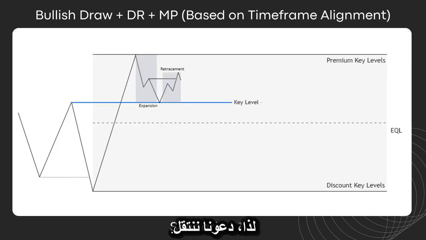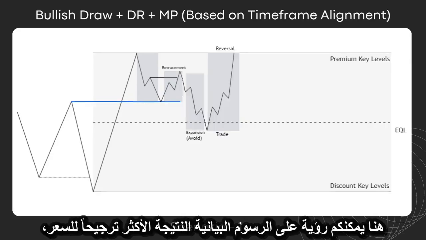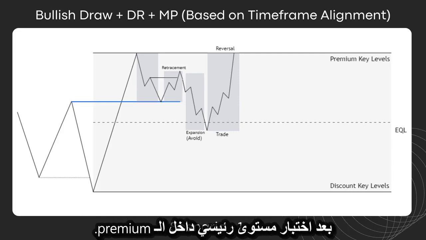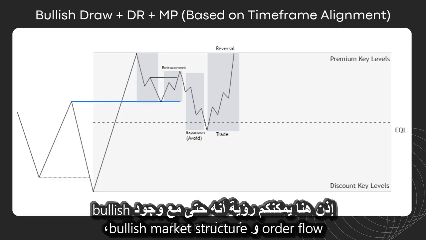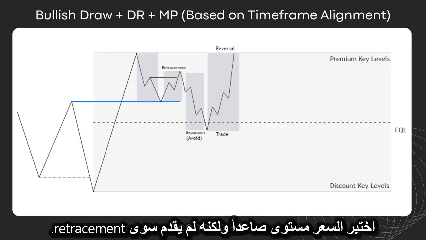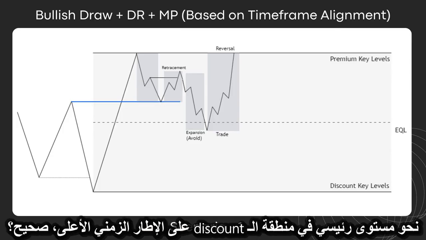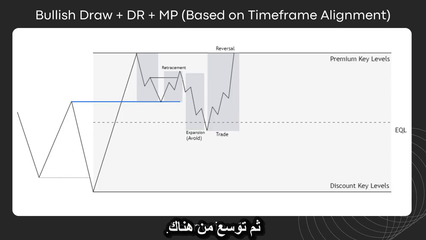So let's move on. Here you can see on the charts what price is most likely to do after it tests a key level inside the premium. Here you can see that even with bullish order flow and bullish market structure, price tested a bullish key level, but it only offered a retracement at the lower time frame, and then on the lower time frame price expanded lower again towards a higher time frame discount key level, right? And then it expanded from there.